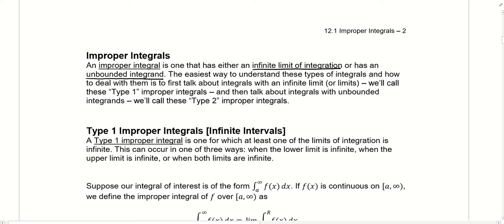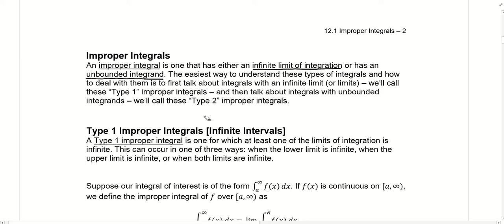So this is how we're going to split this talk about improper integrals. We're going to first talk about infinite limits of integration. That's what we're going to call type 1 improper integrals. And then we're going to talk about integrals where we have this unbounded integrand. We're going to call those type 2 improper integrals. So we're not going to worry about type 2 right now. We're just going to focus on type 1. Then we'll switch and talk about type 2 and how to evaluate those.